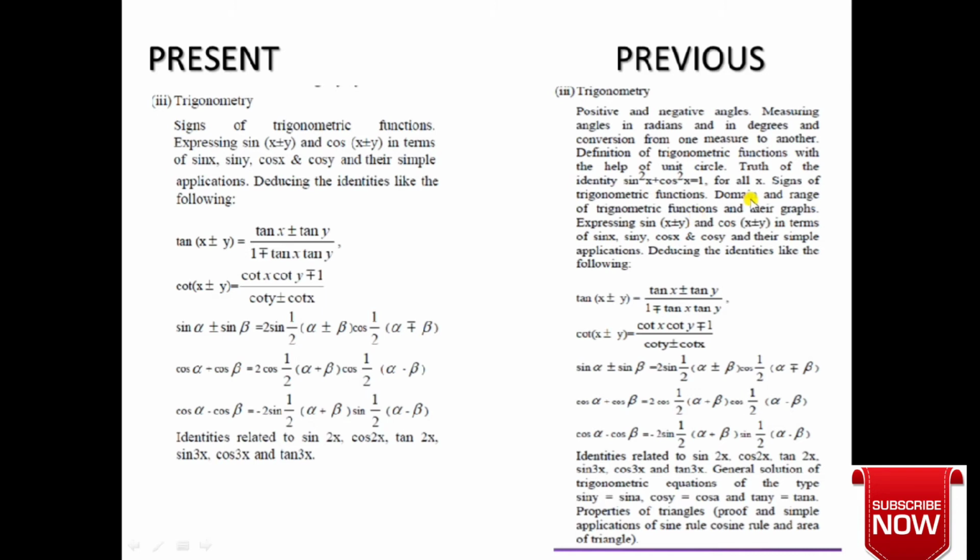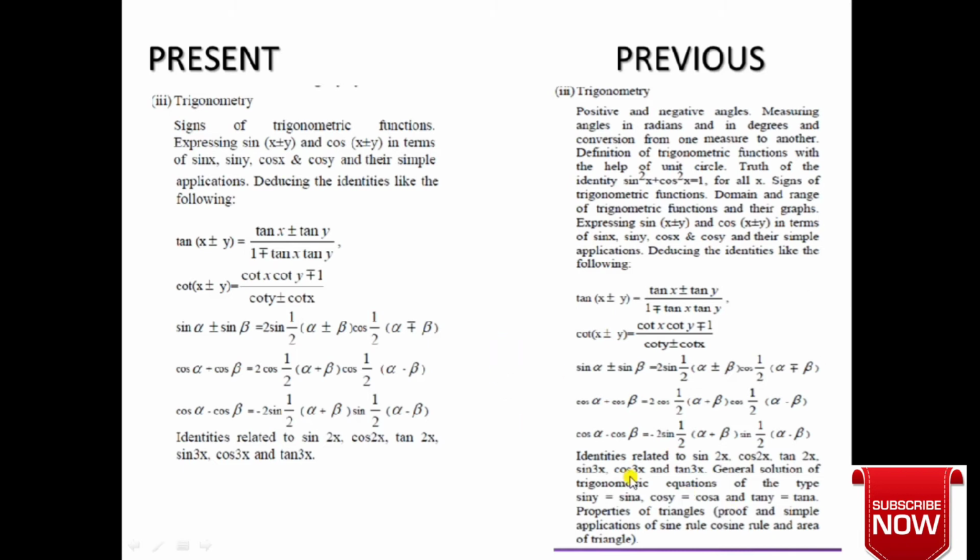The part that has been retained here is signs of trigonometric functions, and expressing sin(x plus minus y) and cos(x plus minus y) in terms of sin x, sin y, cos x and cos y, and the simple applications have been reduced. From here to here, the whole part has been removed. Only signs of the graphs have been kept. Otherwise, the total part has been completely changed in this trigonometry part.